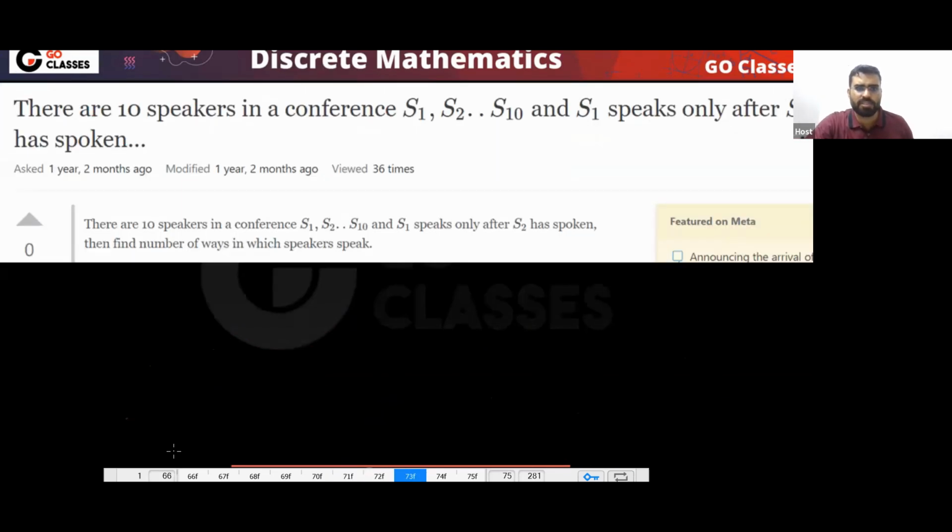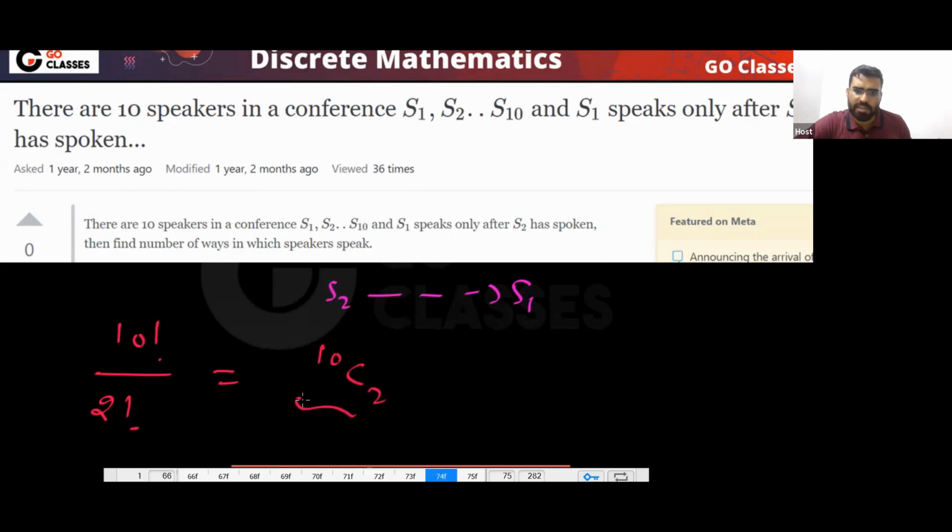Okay, next, what is the answer for this? There are 10 speakers, S1 to S10. S1 speaks only after S2 has spoken. Means S1 should speak after S2. So here the answer will be 10 factorial divided by 2 factorial. Or you can do it like this: from 10 you select 2 for S1, S2. They can arrange in only one way. The remaining 8 people can arrange in 8 factorial ways.